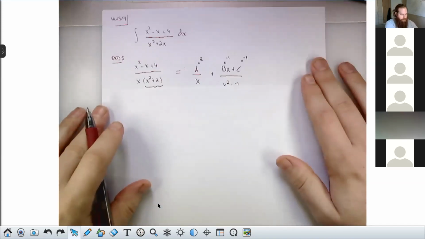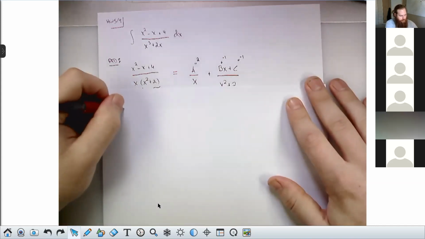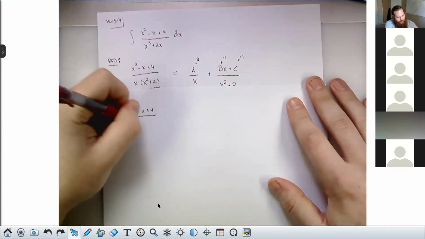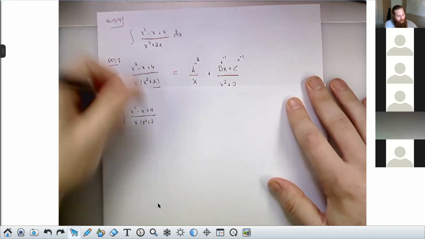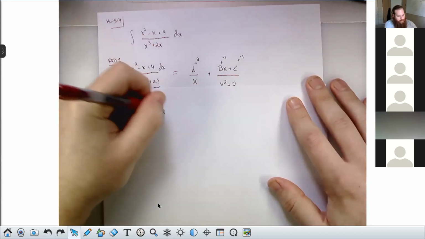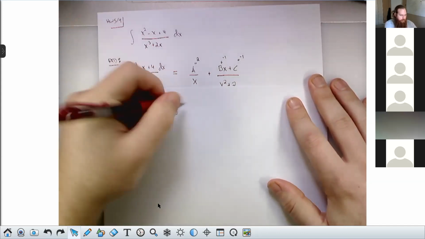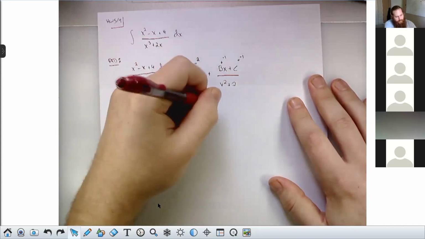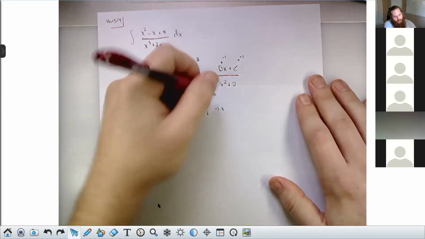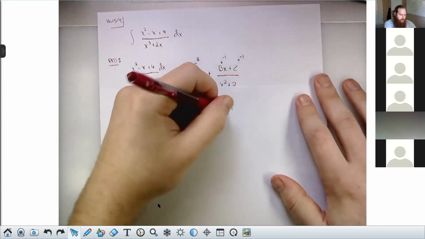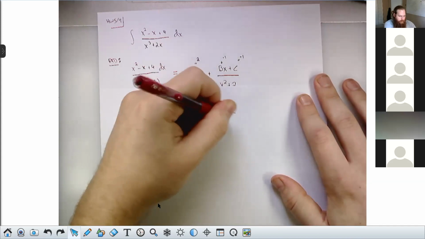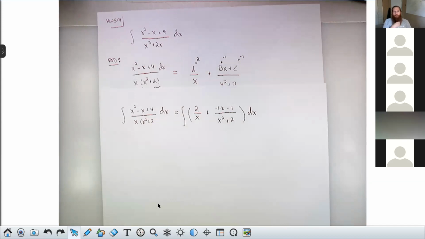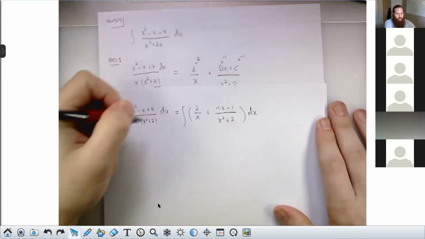Which means that my integral, and I shouldn't leave off my dx, my integral is equal to the integral of these things. So that's the integral of 2 over x plus the integral of -1 times x plus -1 all over x squared plus 2. Parentheses here needs to be closed. Okay.